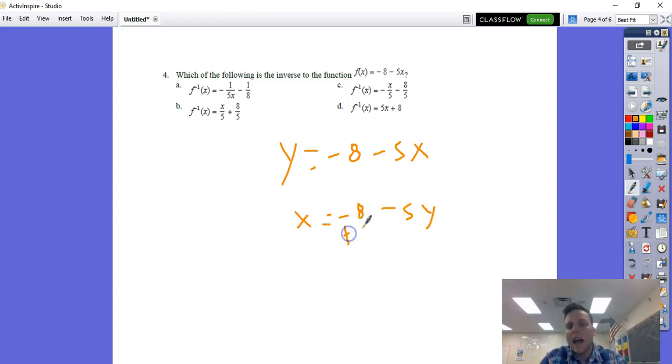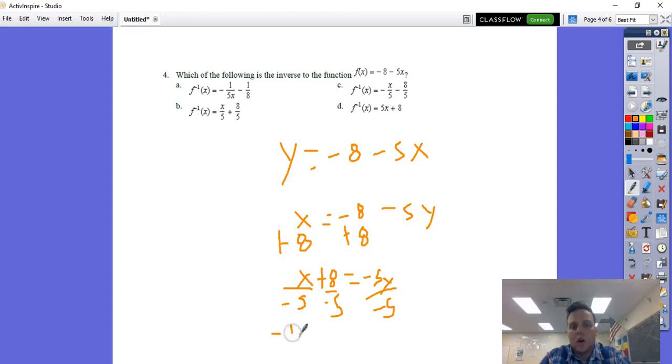So we're going to add 8 so that I can move it over to the other side. So now I have x plus 8 is equal to negative 5y. The next thing I want to do is divide everything by negative 5. Well, x divided by negative 5 is just negative 1x over 5. And then positive 8 divided by negative 5 is just negative 8/5.